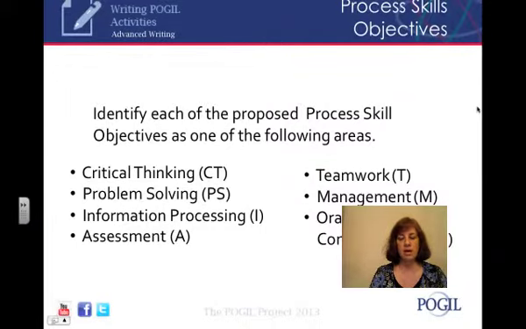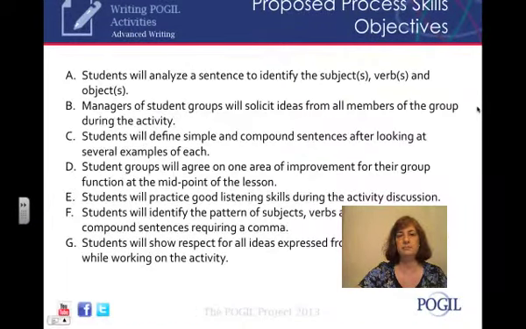So you may want to put numbers up on the board, number the proposed objectives, and have people list their answers and then compare several teams, however you want to report that out. So here are the proposed objectives. Again, you can put the letters up on the board and have people write down what they categorize them as.